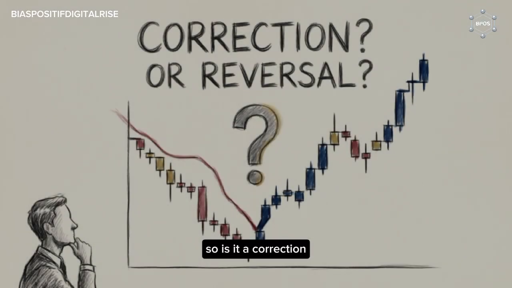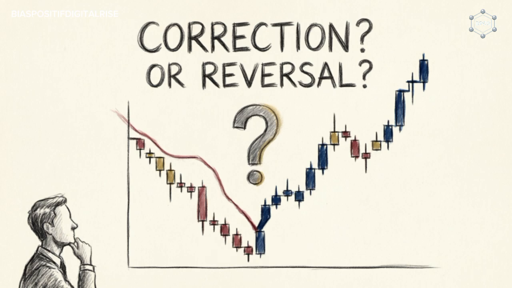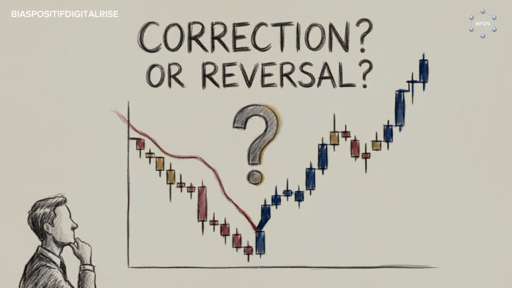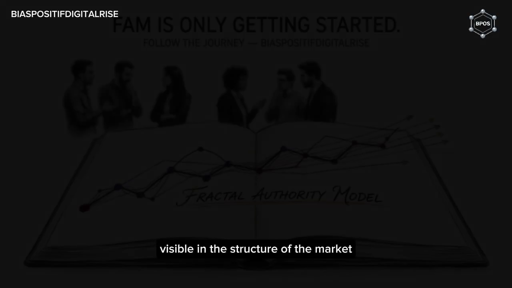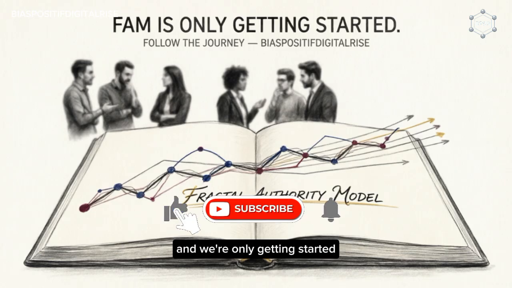So is it a correction, or is it the beginning of a new impulse? That's the question. And maybe the answer is not found in another indicator. Maybe the answer is already visible in the structure of the market. You just need a better way to read it. This is the Fractal Authority Model, and we're only getting started.